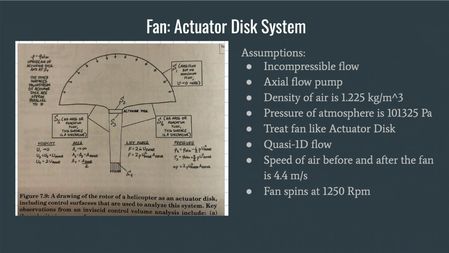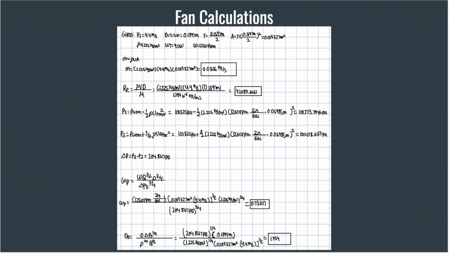We were able to treat the system like an actuator, assuming velocity right before and after the fan were the same, which is approximately 4.4 meters per second. Now in the air outlet area, we can get the flow rate to be 0.0674 meters cubed per second.